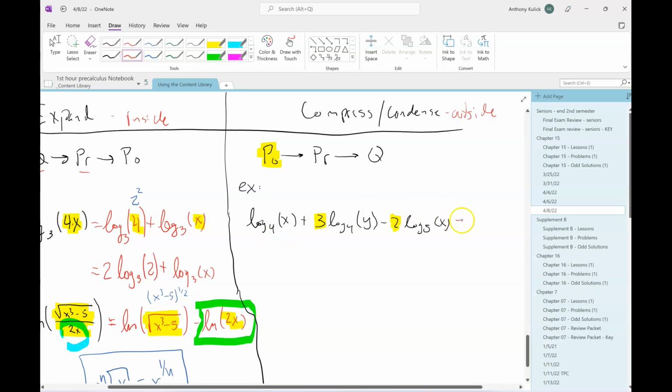Is that okay? All right. So if I apply my power property, that 3 is going to move to the exponent on the y, and that 2 is going to move to the exponent on the, oh, that was a 5, on the x.